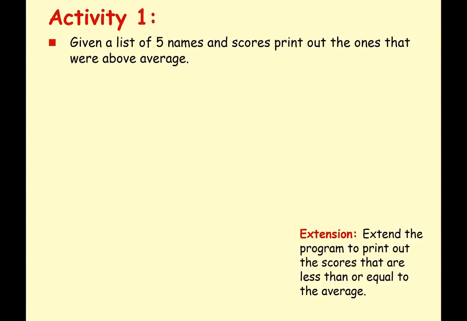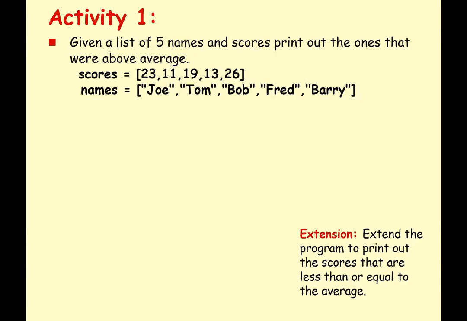Okay, let's do a little bit more of a complicated activity. We're going to be given a list of 5 names and scores, and we want to print out all the names and scores that are above average. So let's have a look. We've got 2 lists here. We've got our scores, we've got our names.